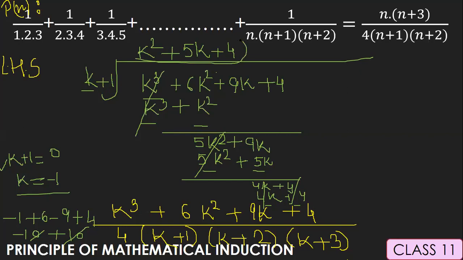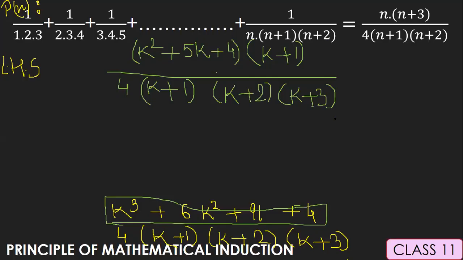So this numerator would be further factorized into k plus 1 into k square plus 5k plus 4. Now let us write these factors. So your numerator would become k square plus 5k plus 4 into k plus 1. So we have two factors in the numerator and we have three factors in the denominator. And here k plus 1 would cancel out.